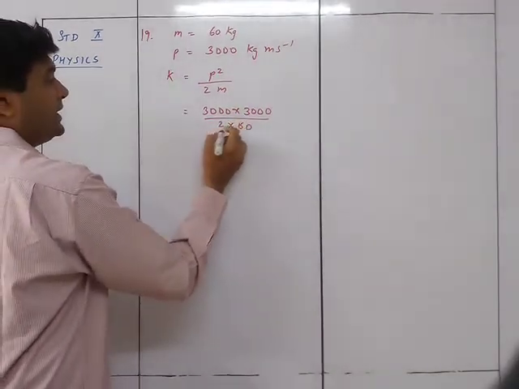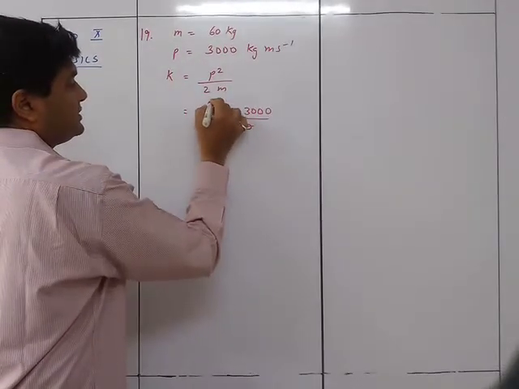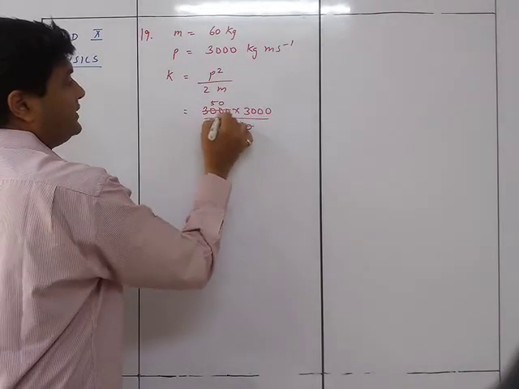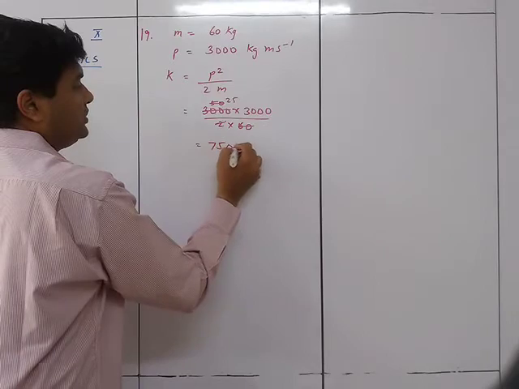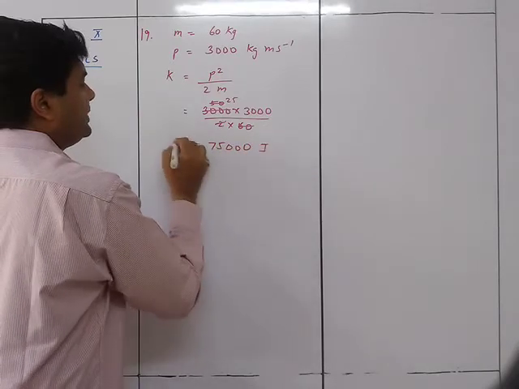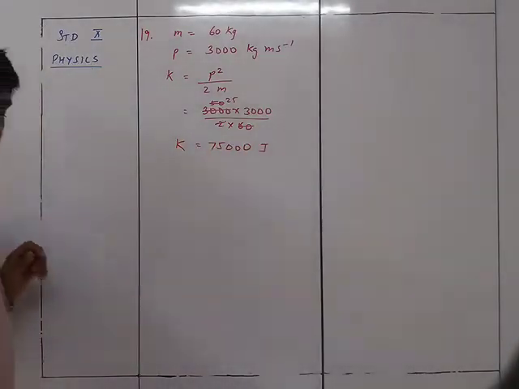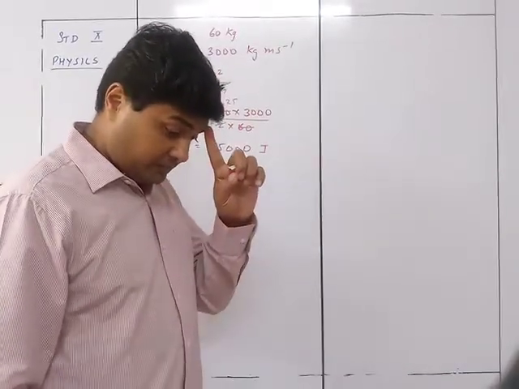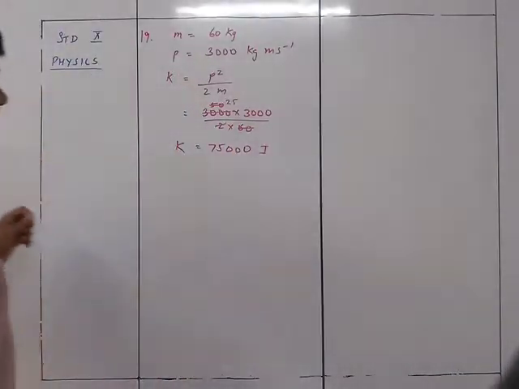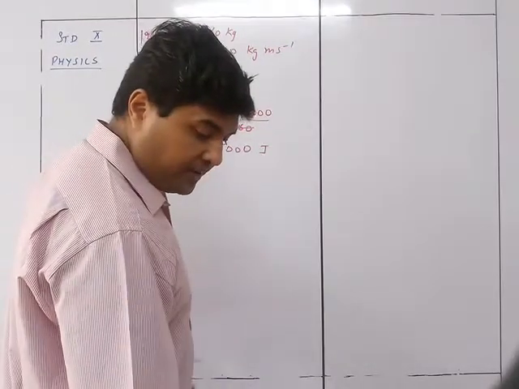So that gives me 6 will be 50s and this is 25s. So it will be 75000 joule will be the kinetic energy. So the kinetic energy over here will be 75000 joule. And the next thing is about the speed.